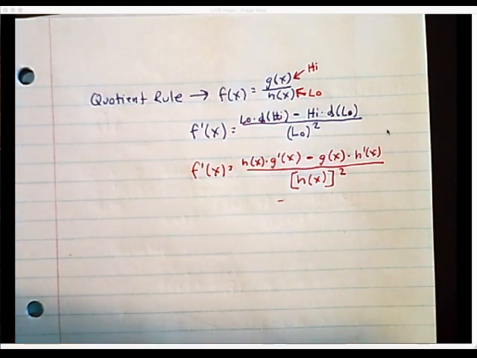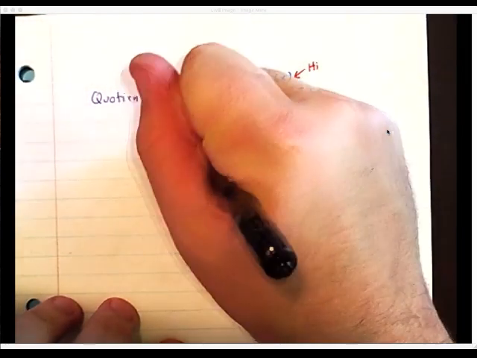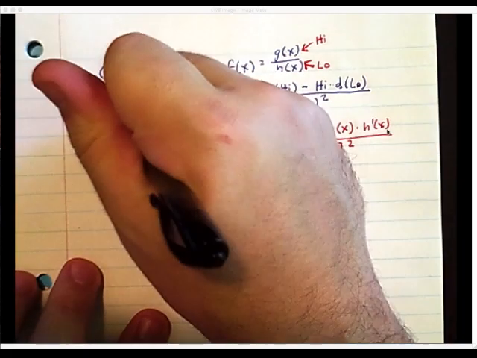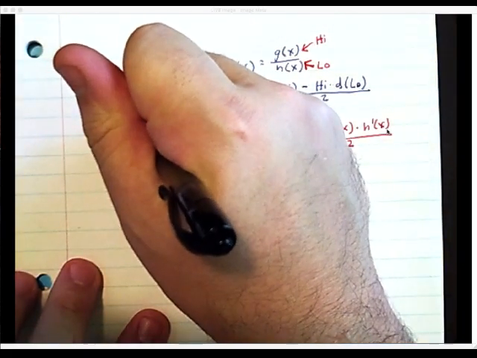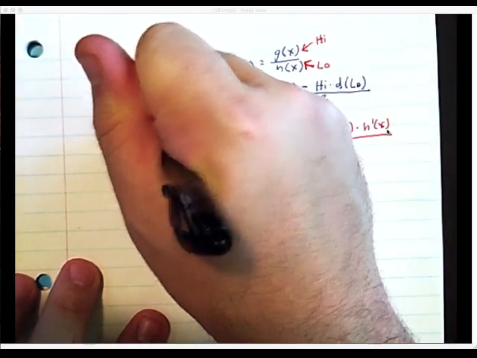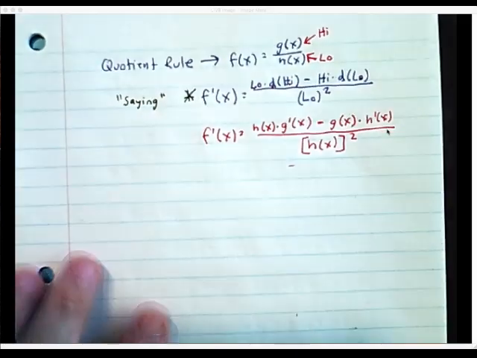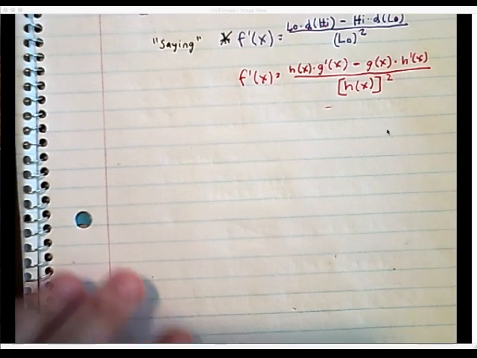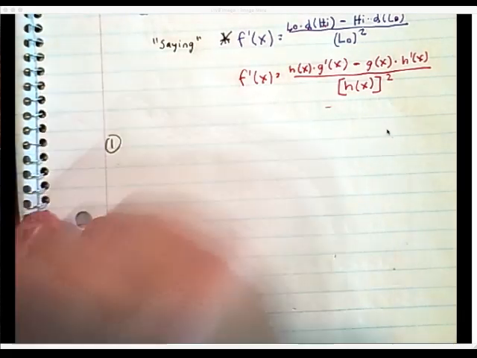So if you can remember this, you're going to be okay. Okay, remember that saying. Low d high minus high d low all over low squared. So now let's do some problems where we apply this rule.